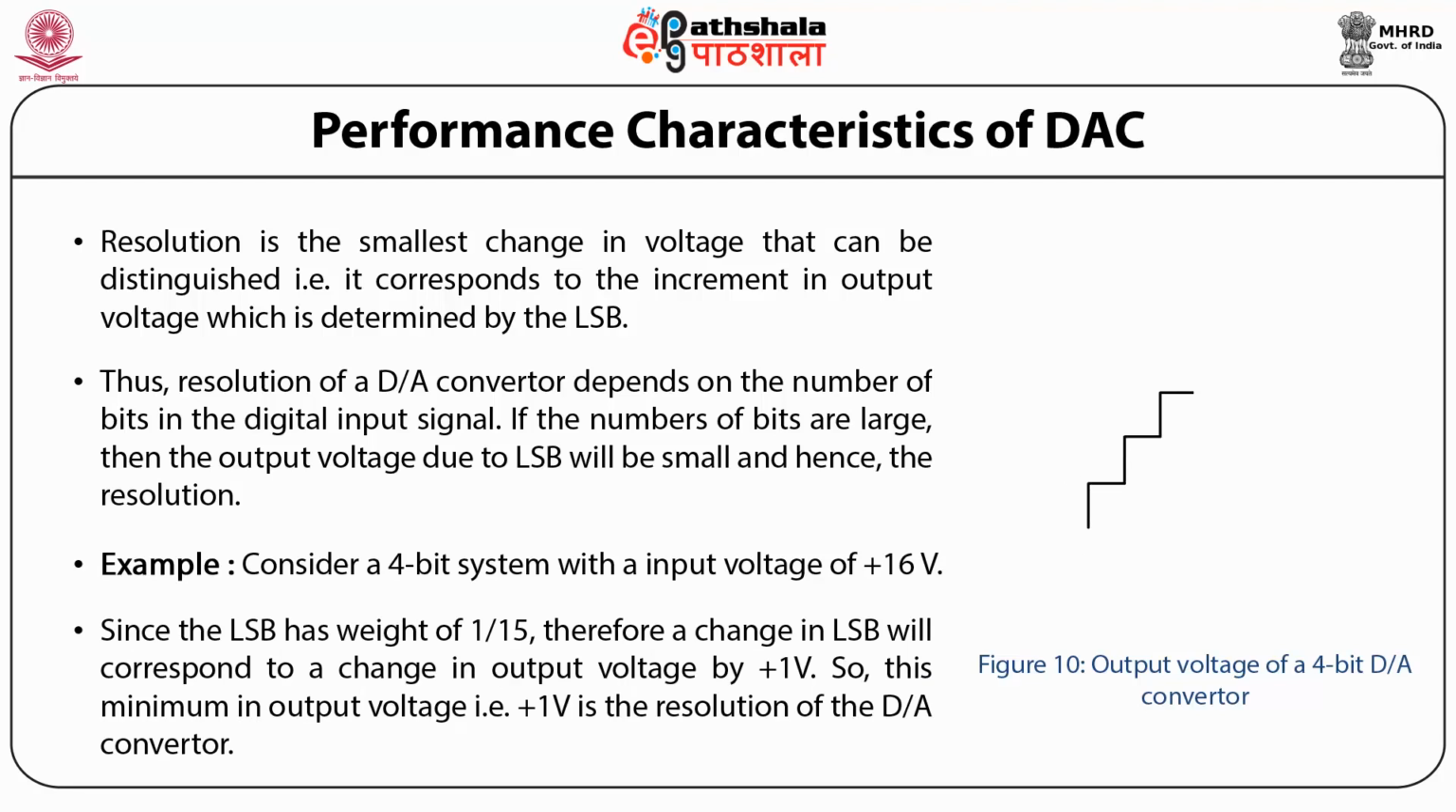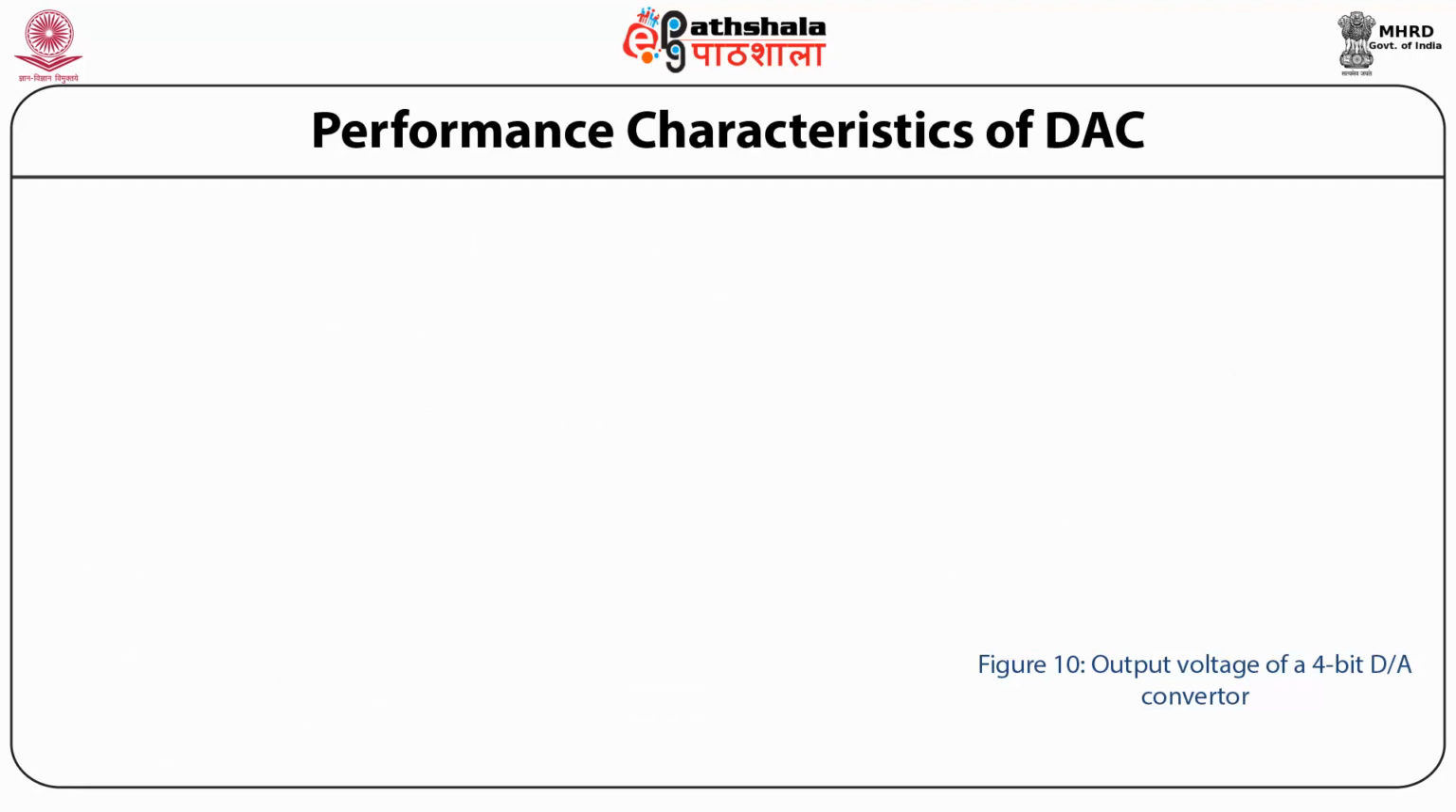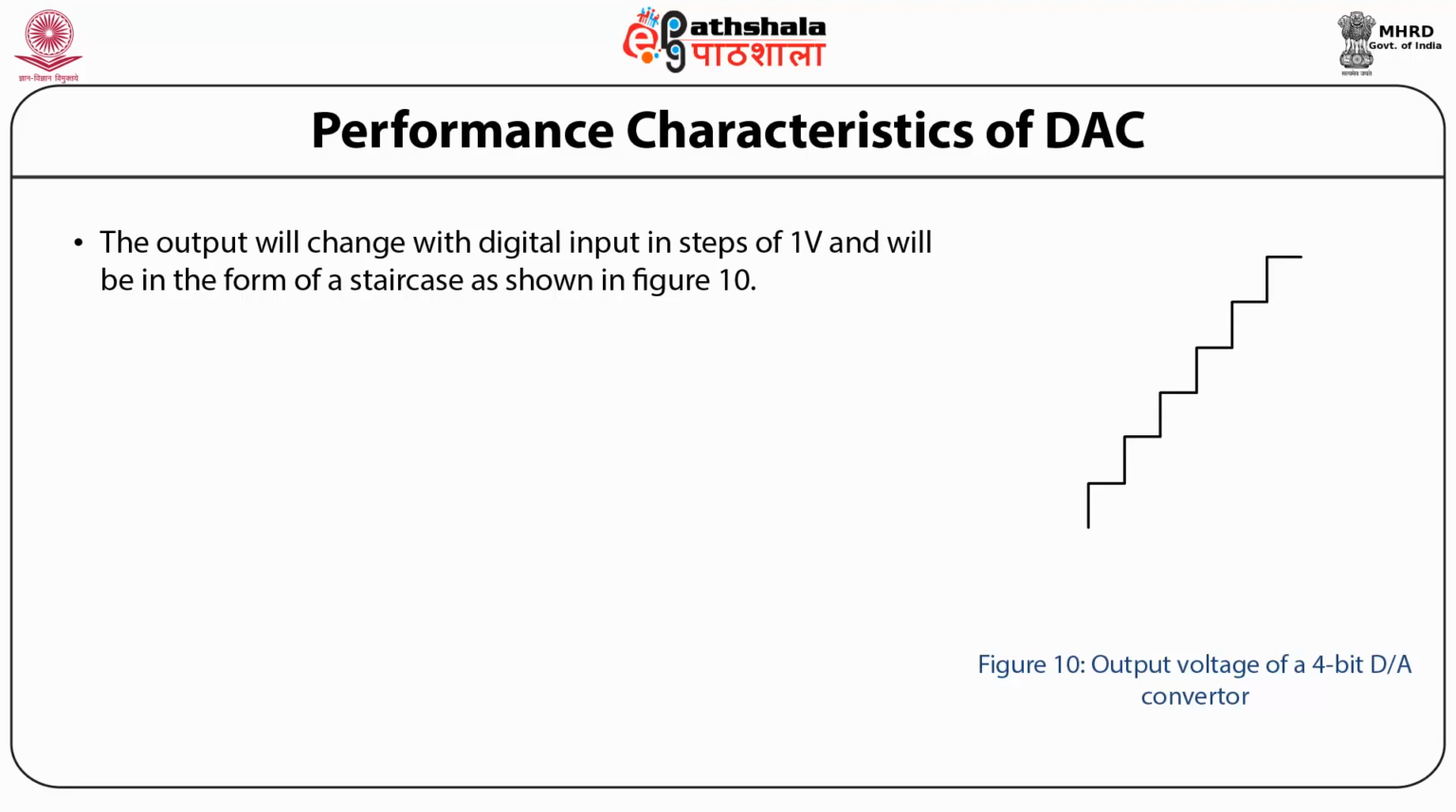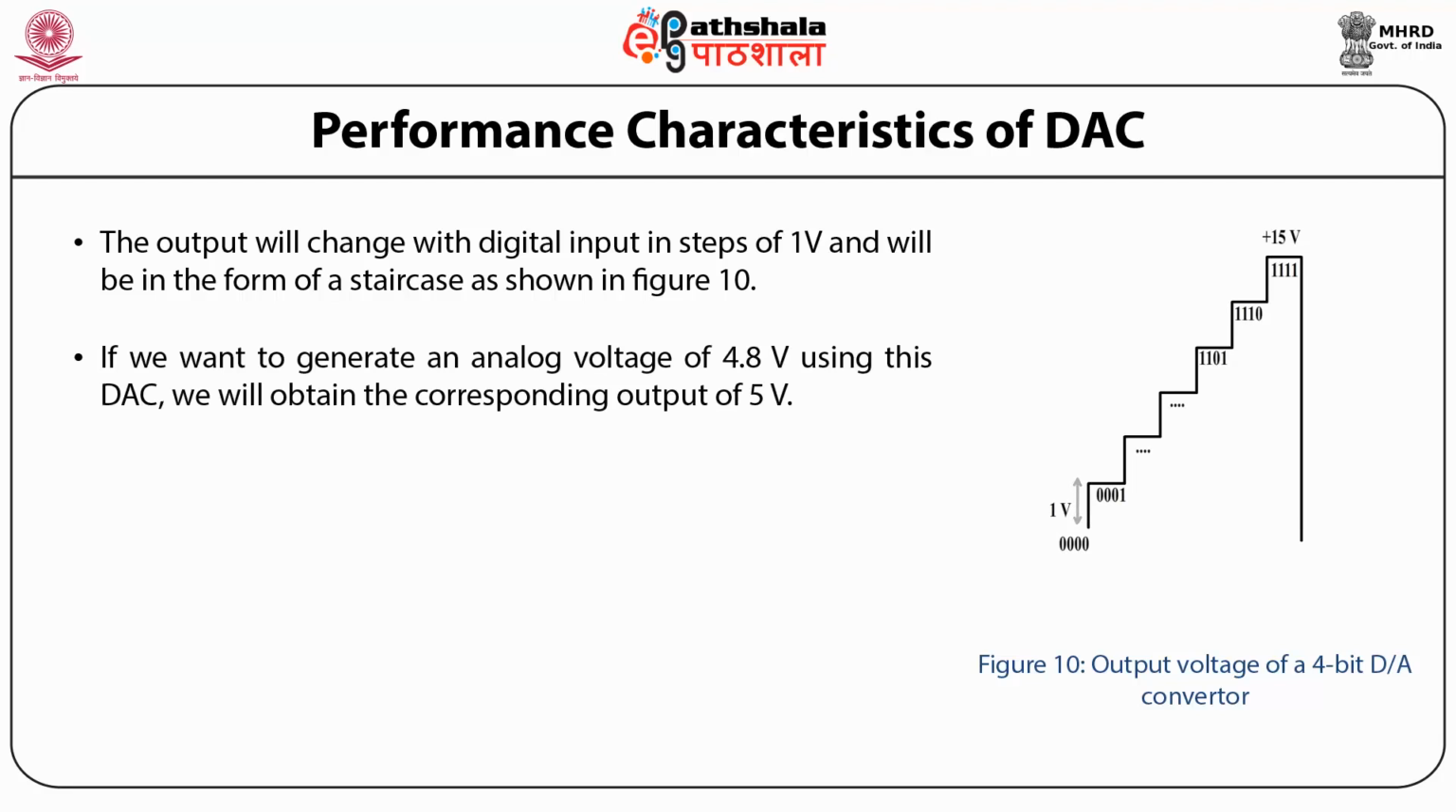Since the LSB has a weight of 1 by 15, therefore, a change in LSB will correspond to a change in output voltage by plus 1 volt. So, this minimum change in output voltage, that is plus 1 volt, is the resolution of the D2A converter. The output will change with digital input in steps of 1 volt and will be in the form of a staircase as shown below. If we want to generate an analog voltage of 4.8 volt using this DAC, we will obtain the corresponding output of 5 volt.